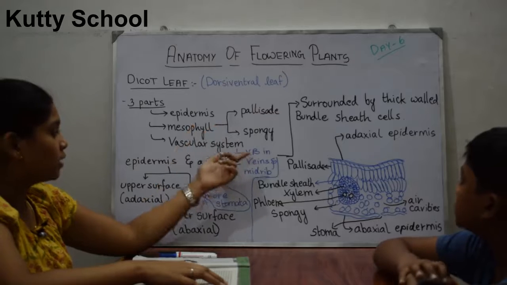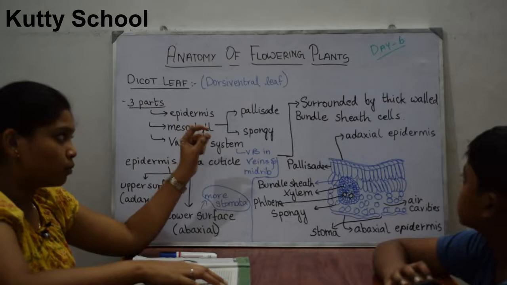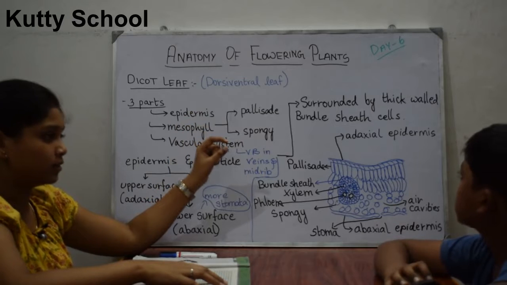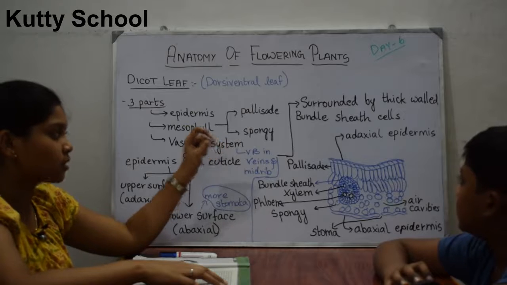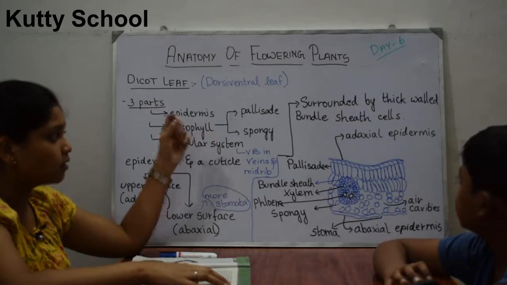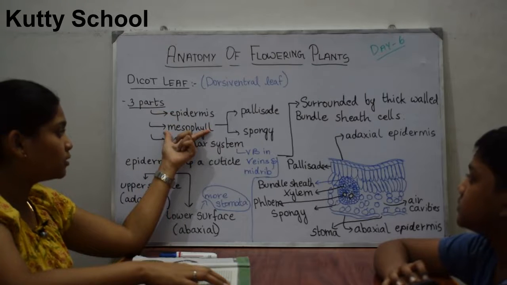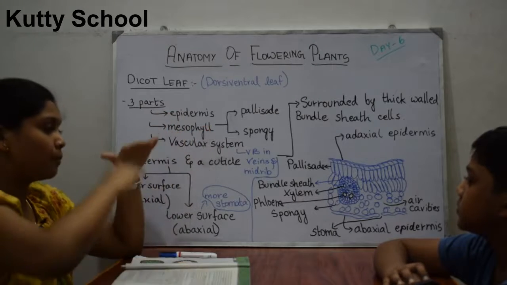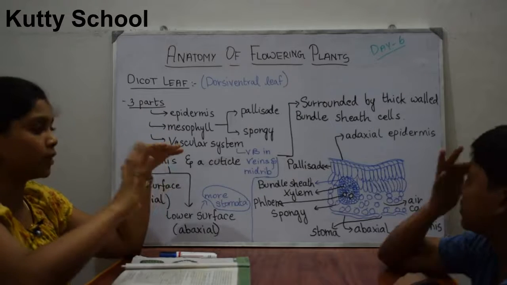These vascular bundles, which are xylem and phloem, are surrounded by thick-walled bundle sheath cells. The cells are known as bundle sheath cells. And mesophyll is nothing but the in-between cells, in between the upper epidermis and lower epidermis. What cells are there except the vascular system? They are known as mesophyll cells.